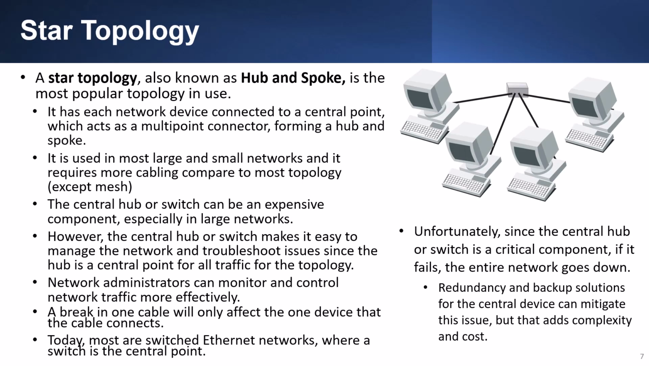A star topology, also known as hub and spoke, is the most popular topology in use. It has each network device connected to a central point, which acts as a multi-point connector, forming a hub and spoke. It is used in most large and small networks, and it requires more cabling compared to most topologies, except mesh. The central hub or switch can be an expensive component, especially in large networks.